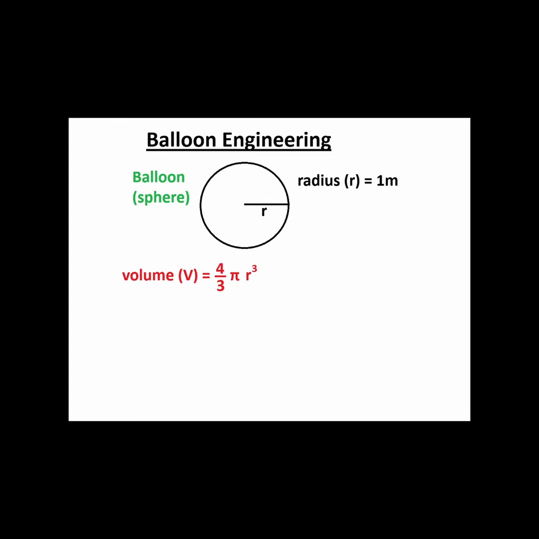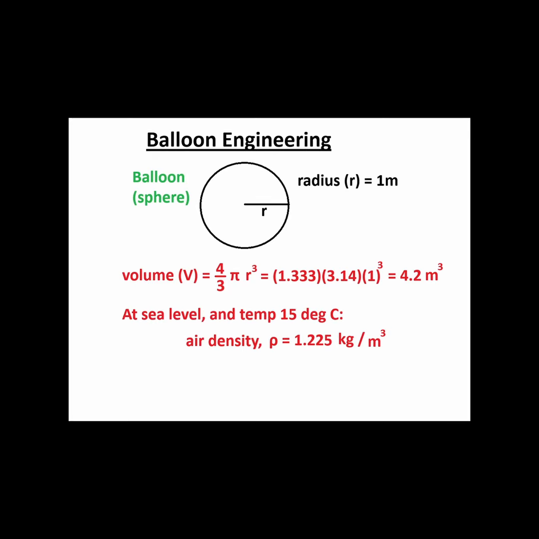Let's determine the lifting capacity of a balloon of our own making. For example, consider a balloon that has a radius of 1 meter. The volume of a 1 meter balloon can be computed by looking up the volume formula for a sphere, which is the volume V equals 4/3 times pi times the radius cubed. When we plug in the radius r equal to 1 meter, we get the volume V equals approximately 4.2 cubic meters.